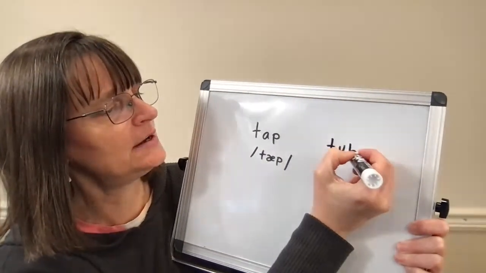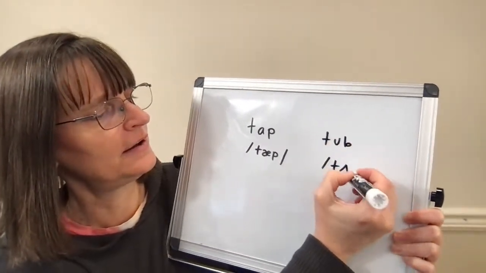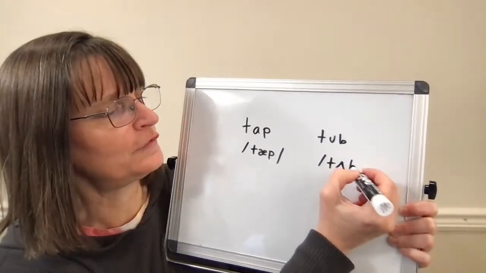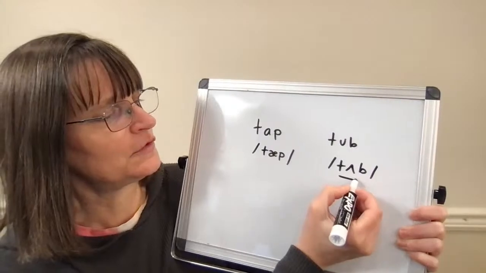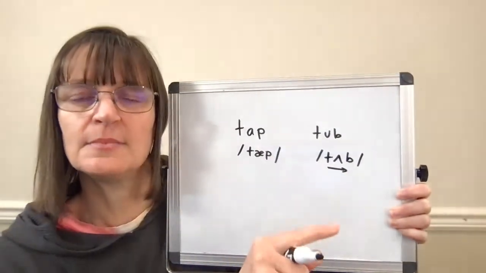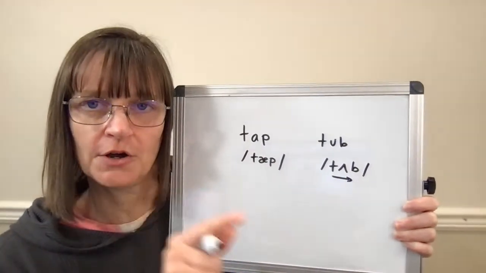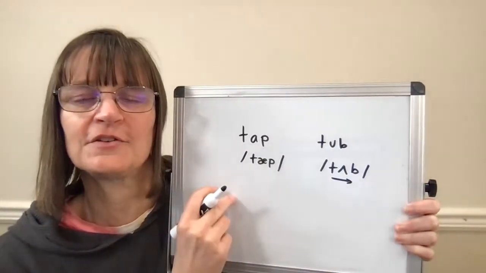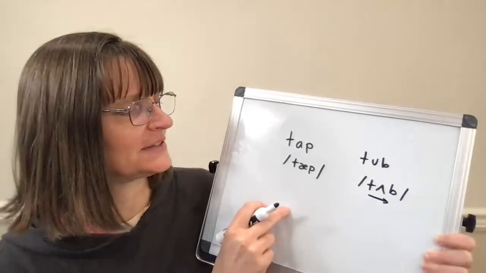Versus tub, we have our such fun vowel schwa, and a voiced B sound. So for tub, you're going to hold that schwa longer because there's a voice sound at the end. Tap, you can say the vowel sound fairly short and the voiceless sound.